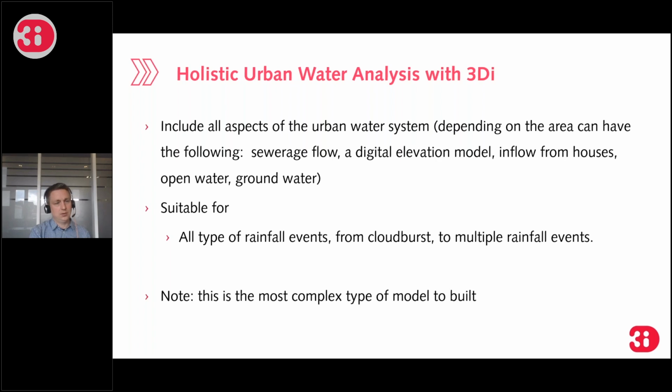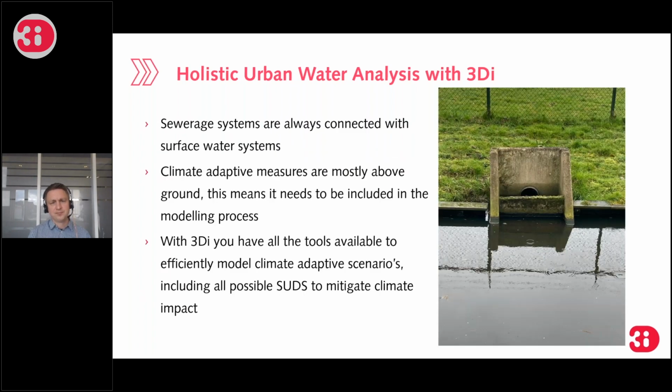And if you look at this data for the sewage system, then if you have to prepare it for traditional urban analysis, you already have to do a certain kind of data mangling. But if you are going to add a digital elevation model to it, it adds another complexity. As I said, sewage systems are almost always connected with surface water systems, so you have to take that into account. And climate adaptive measures are mostly taken above the ground, and this means that they need to be included in a modeling process.